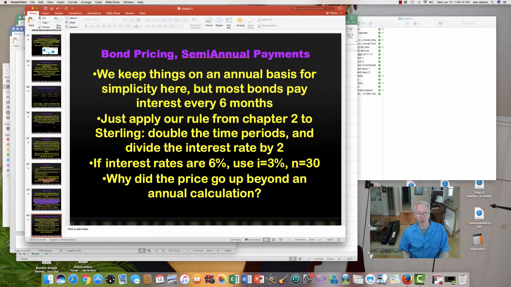All right, please remember you can always recast all of the math for semi-annual payments. I will not hold you responsible for this. Please remember, however, that the more often you compound, the higher the cash flow will be, because interest on interest is working more often.